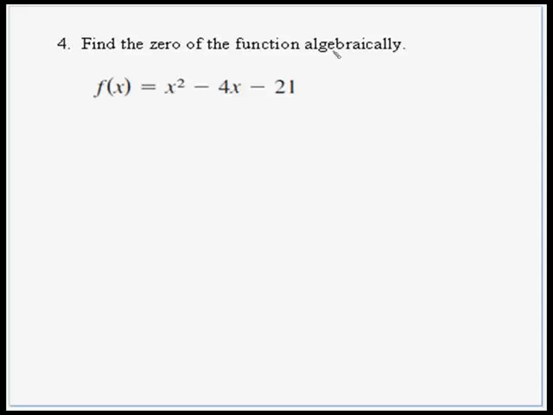Number 4. Find the zeros of the function algebraically. So we have our function here, x squared minus 4x minus 21, and that is equal to 0.